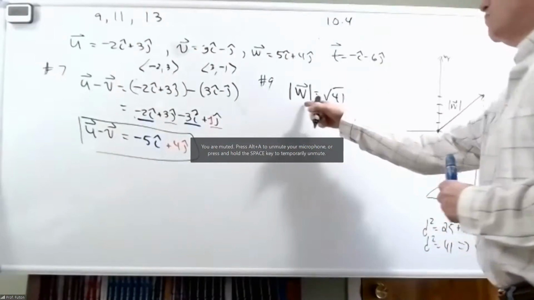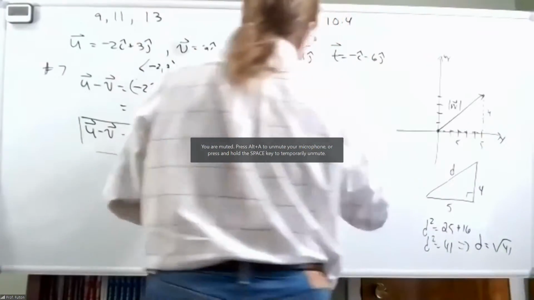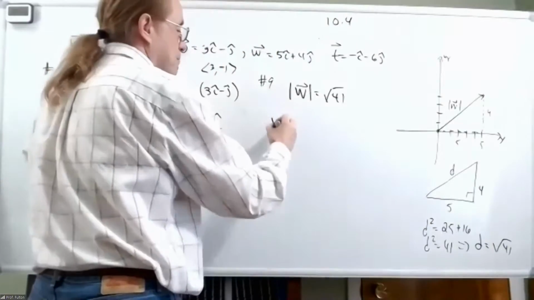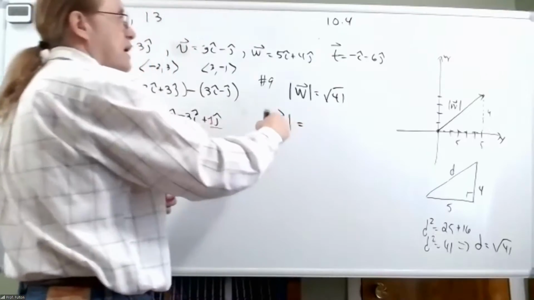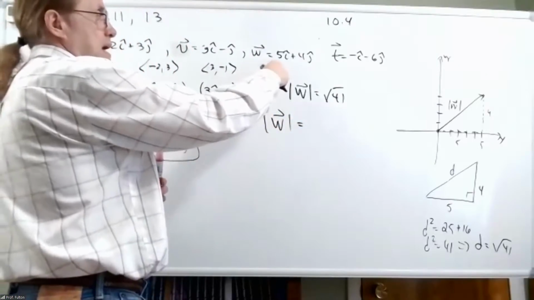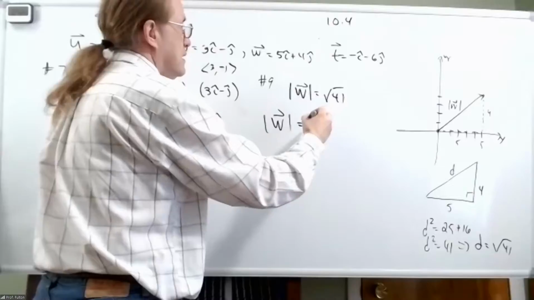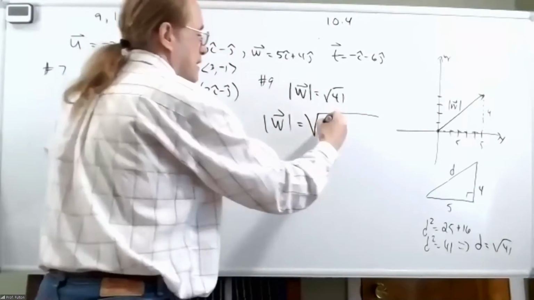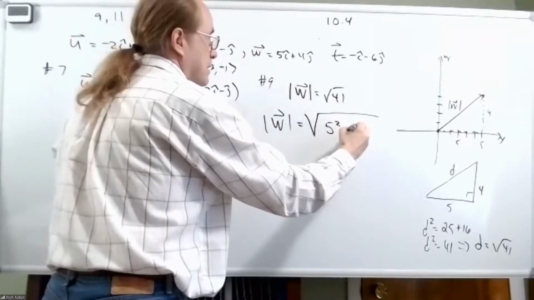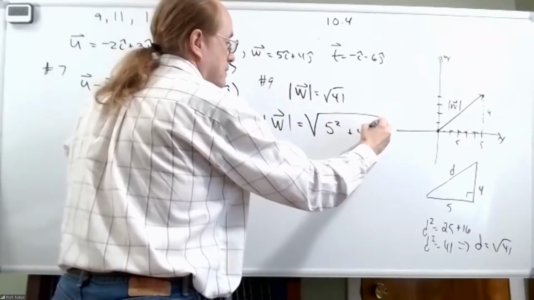Now, how do you write this in general? Well, if you want to write this in general, then the magnitude of w, by using a formula, is you take its x component, whatever that might be, and you square it. So over here it would be the square root of my 5 squared plus 4 squared.